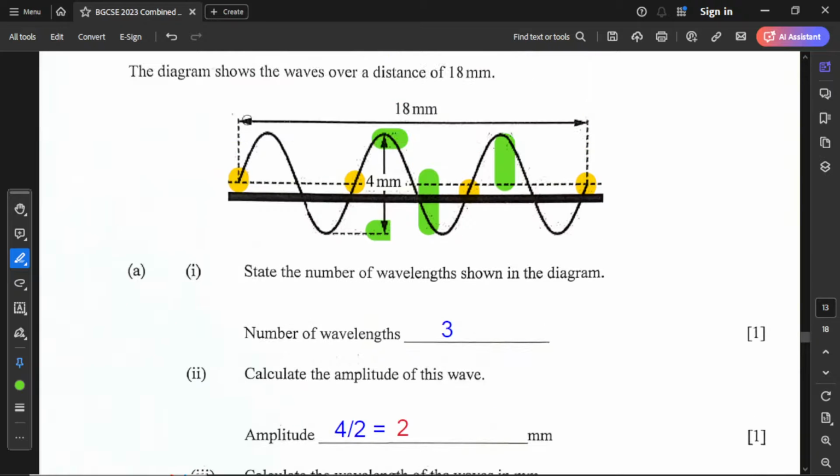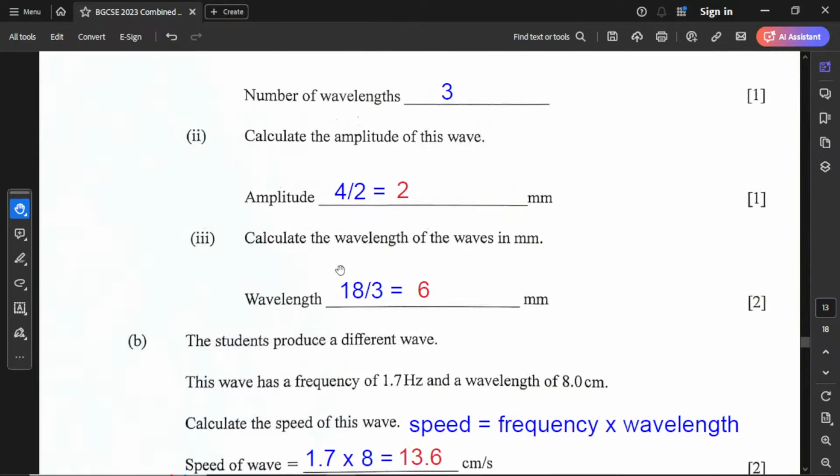If we know the entire distance from start to finish is 18, and there are 3 wavelengths, so we divide 18 by 3 to get our wavelength. 18 divided by 3 is 6.